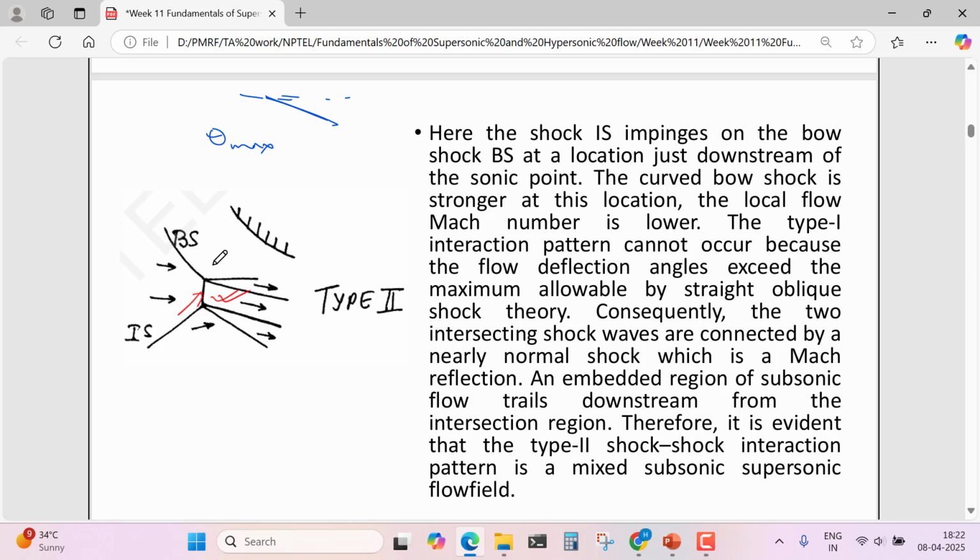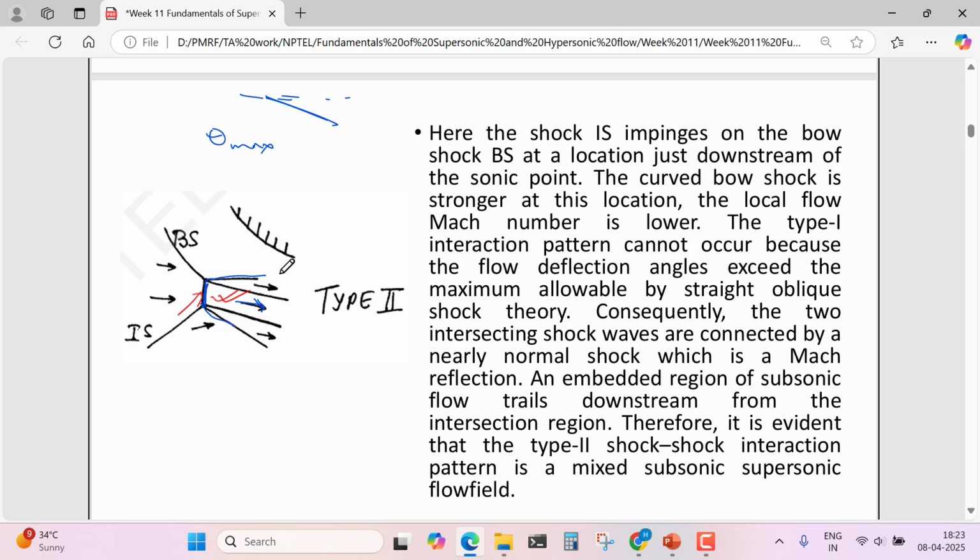And this curved bow shock is stronger at this location, and the local flow Mach number is lower. The flow Mach number will be lower, but it will be greater than 1 only. So there will be a transmitted wave, and there will be one Mach line, a normal shock, which is called the Mach line. Due to this Mach line, the flow across it will be subsonic.